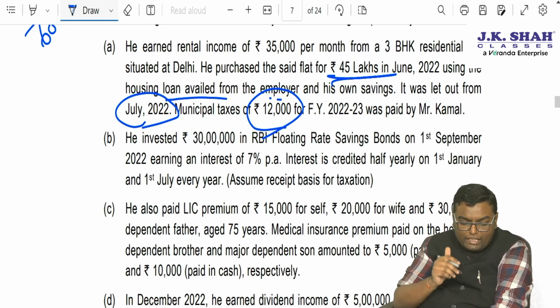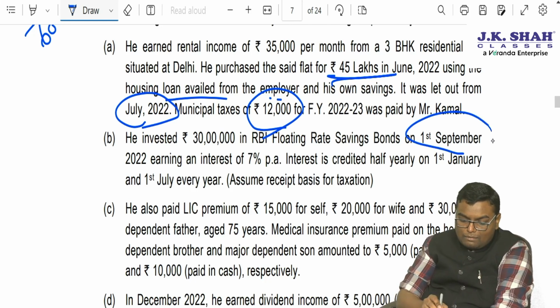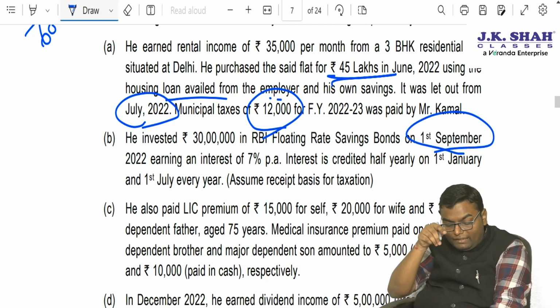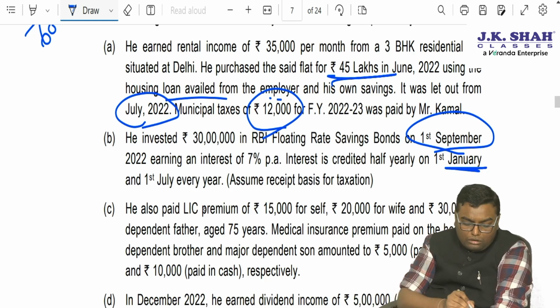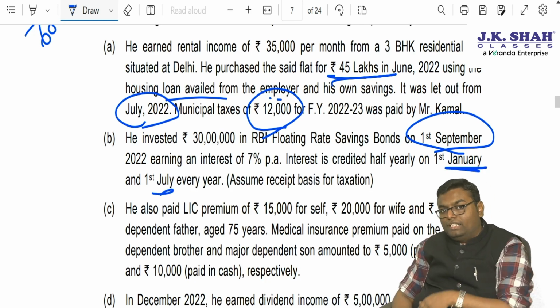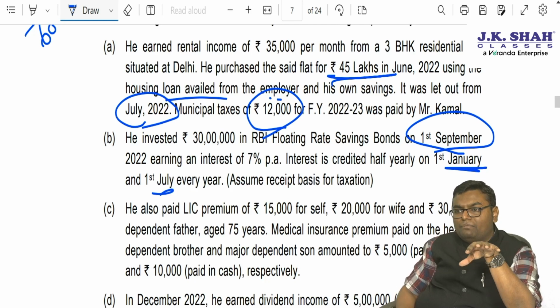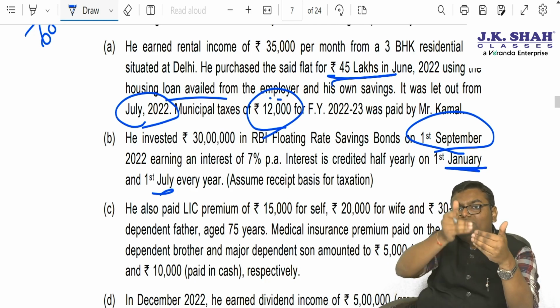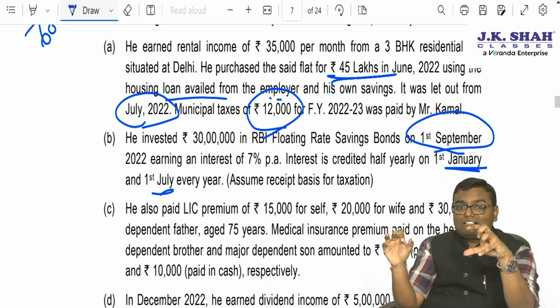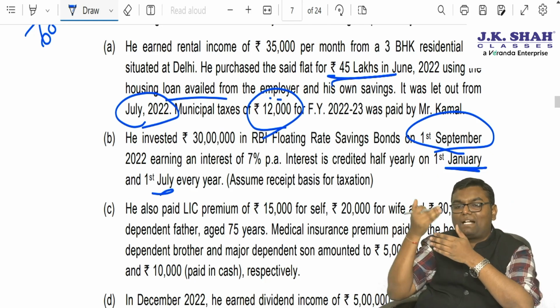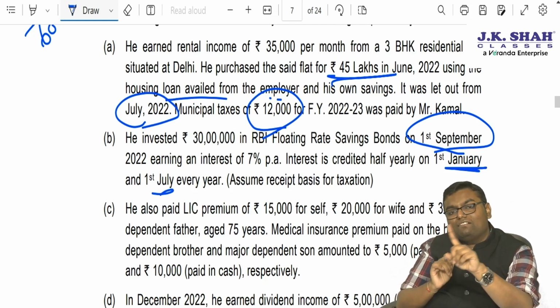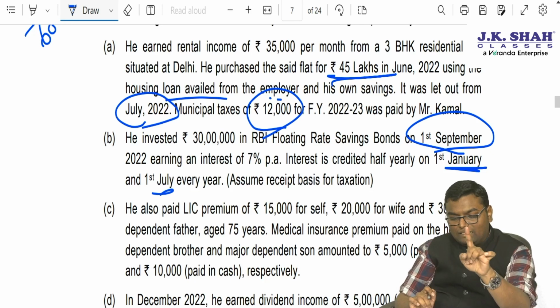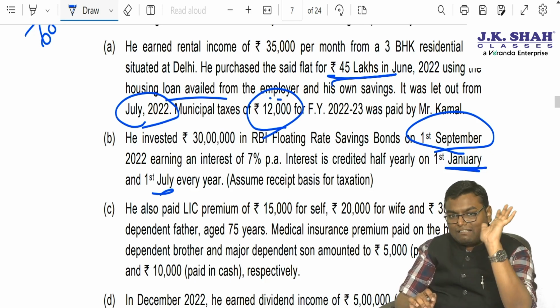But see, you have taken the bond on 1st September. Interest is credited by this bond on 1st January and 1st July. If you have taken the bond on 1st September, the first interest that you will get is on 1st January. There is no interest with regards to the July month because it is prior to your purchase. So you have got only one half yearly interest, that is in the January month. Only that will be taxable.